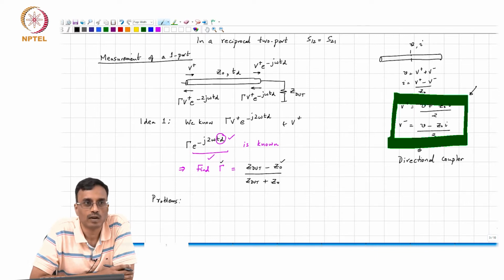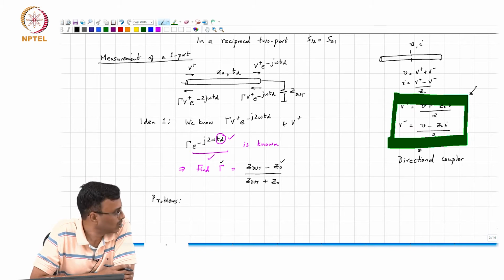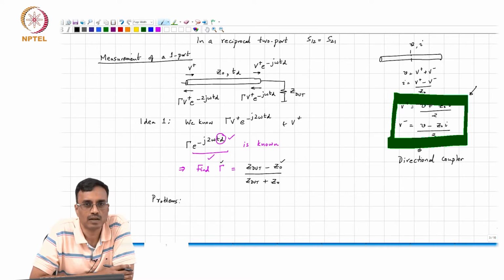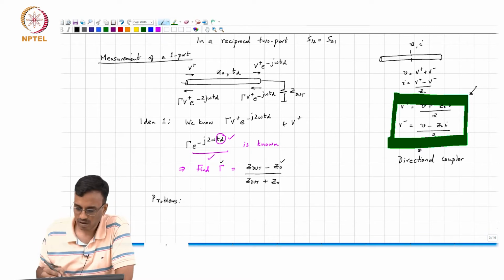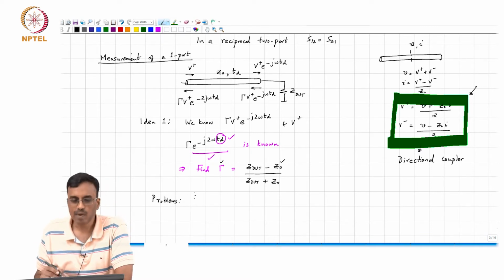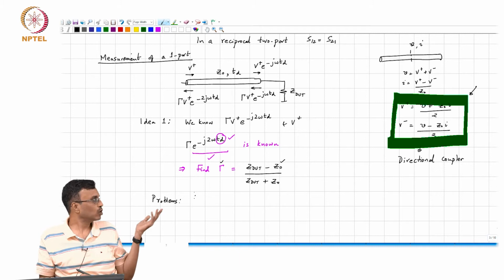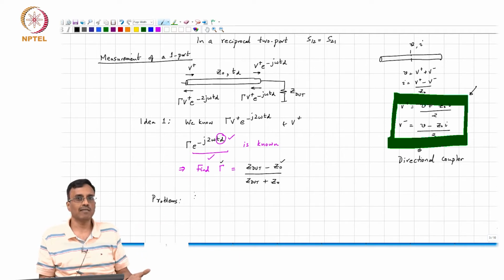Okay, all right. Where are all the places where you can get errors? Where all can you get errors? Well, remember that the reflection coefficient you measure, what dimensions does it have?